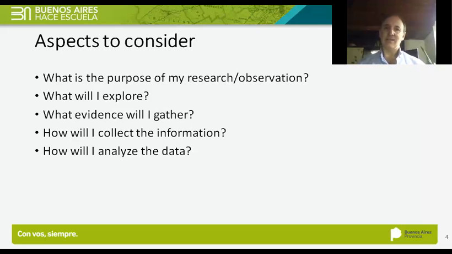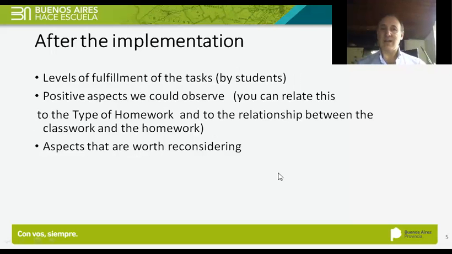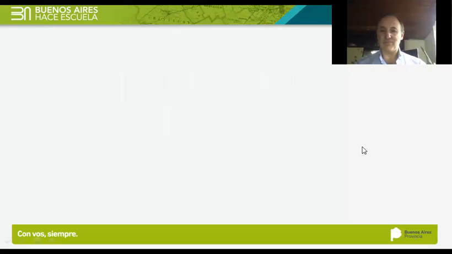So basically, these are some of the steps to follow. That is, writing the research question, that is, establishing the purpose of your action research, also narrowing what you are going to explore. The other one could be to see what evidence you will gather, how you are going to collect information, and then how you are going to analyze the data. Once you implement the task, we will go to the last stage in the course, which is after the implementation.